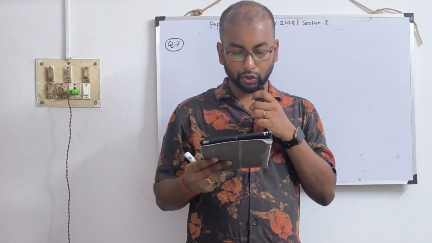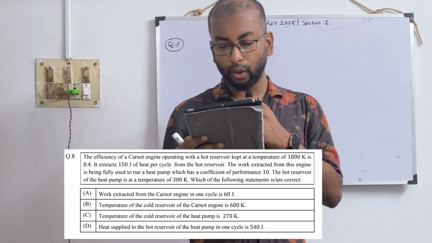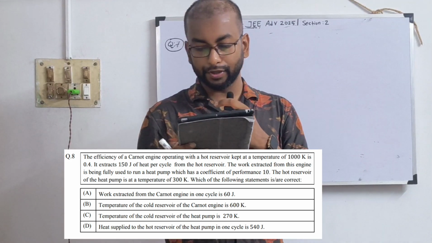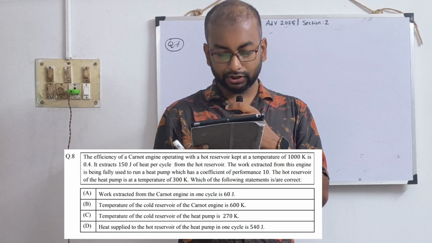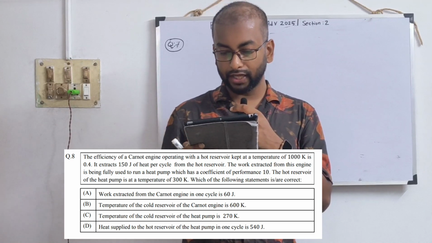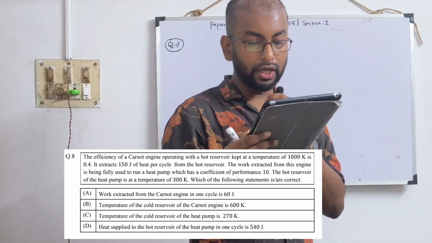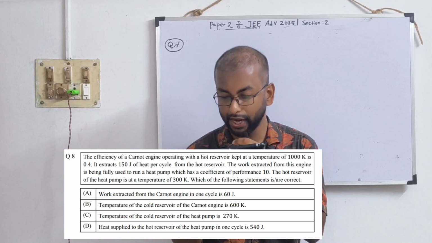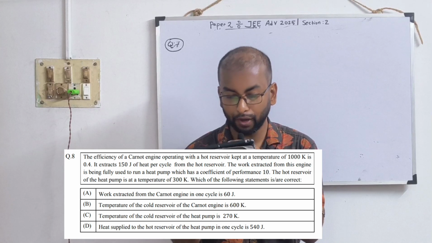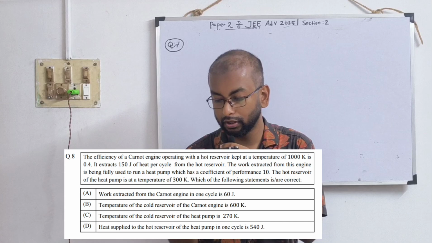Now let us discuss the last question in section 2, that is question number 8. It is from thermodynamics. It is given that the efficiency of a Carnot engine operating with a hot reservoir kept at a temperature of 1000 Kelvin is 0.4. It extracts 150 joule of heat per cycle from the hot reservoir. The work extracted from this engine is being fully used to run a heat pump which has a coefficient of performance 10. The hot reservoir of the heat pump is at a temperature of 300 Kelvin. Which one of the following statements is or are correct?